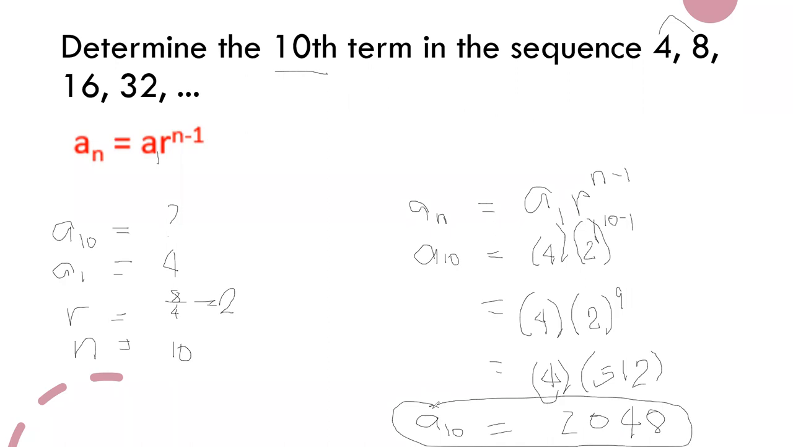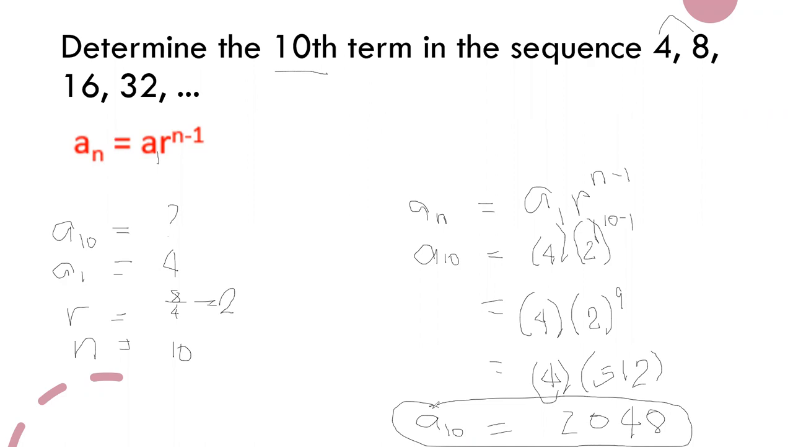Ulitin ko lang ha kung paano ginawa para clear tayo. So, from the given 4, 8, 16, 32, we identify the A sub 10 since we're looking for the 10th term, A sub 1, R, and N. Our A sub 10 is missing. Our A sub 1 or the first term is 4. Our R is 2 coming from 8 divided by 4 or 16 divided by 8 or 32 divided by 16. Pare-pareho yan, that will be 2. And our N is 10.